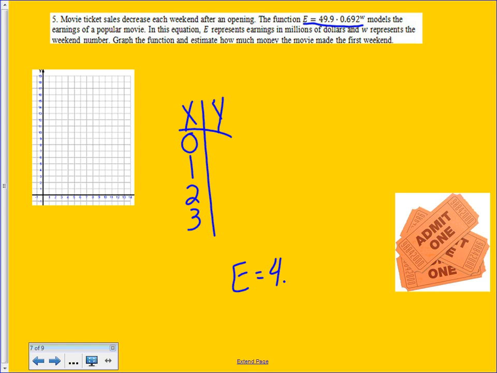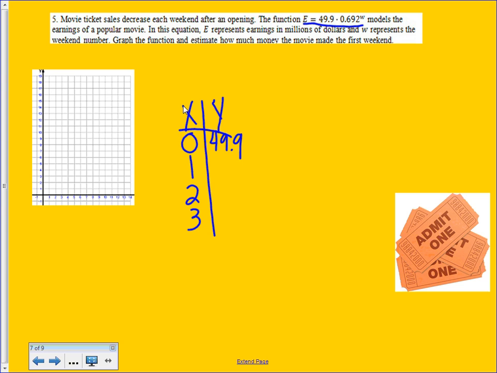Okay, so 0 is representing that first weekend that it comes out, and we have 49.9 times 0.692, and that's going to be raised to whatever power we choose. So first let's raise it to the 0 power. This is where students get tripped up. I'm only raising this part right here to the 0 power. This 49.9 is not being raised to the 0 power. So that's like saying 49.9 times 1. So I'm going to write it as 49.9 for the first weekend.